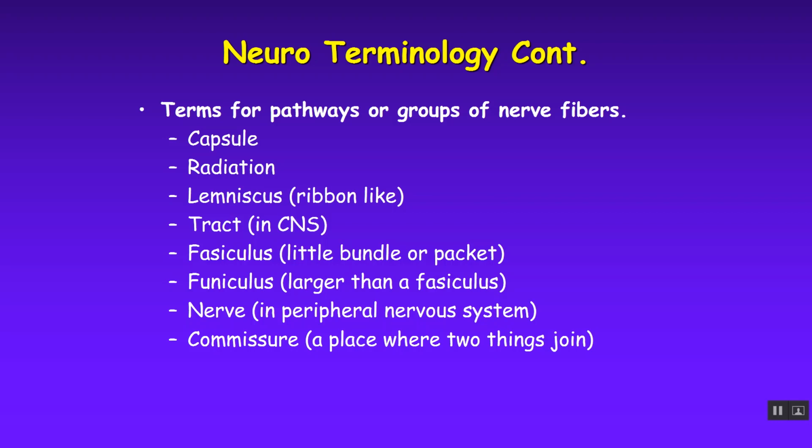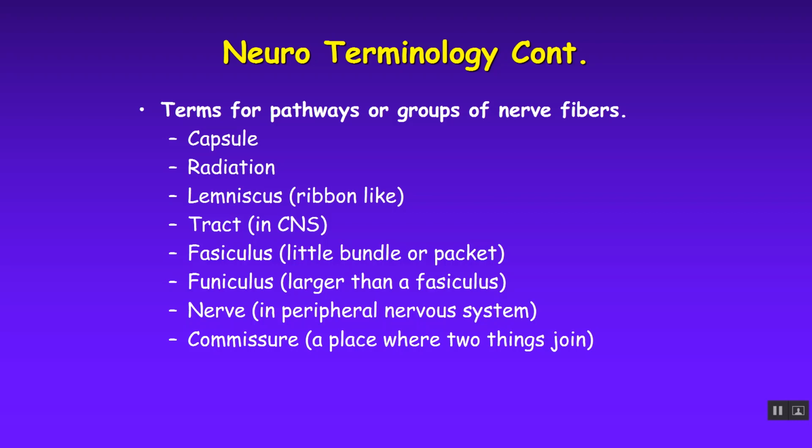Radiations, those are also groups of nerves. We'll talk about the optic radiation, which is the main one. It goes from a part of our lateral geniculate nucleus back to our occipital lobe, and carries information from our brainstem area back to the occipital lobe. But a radiation is just a group of nerve fibers, axons.